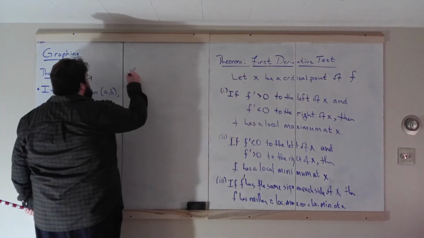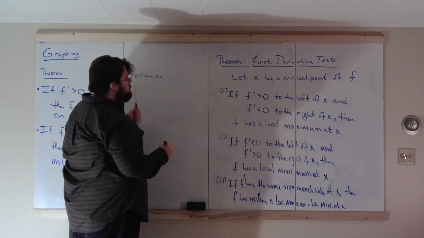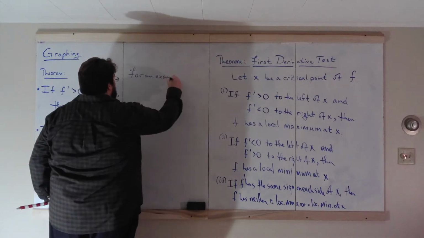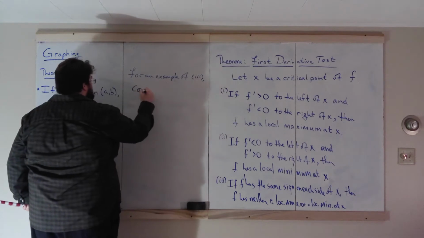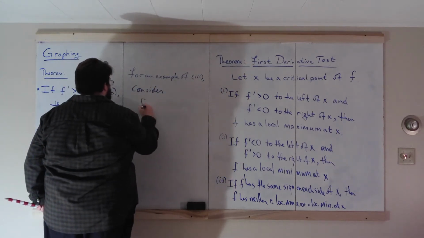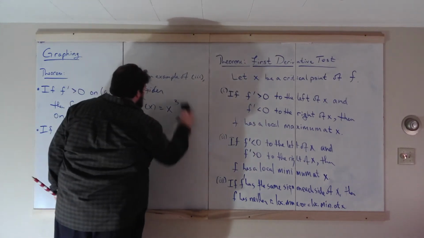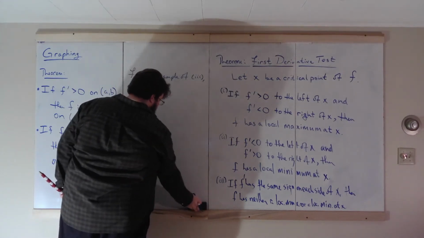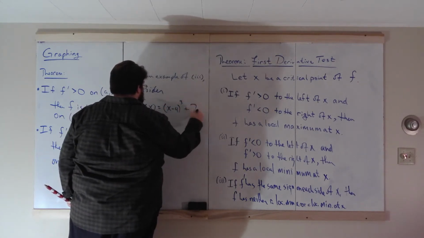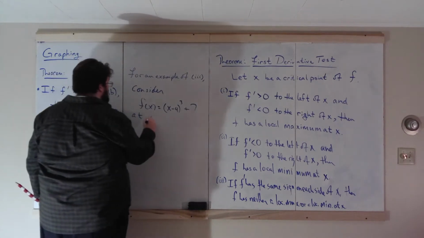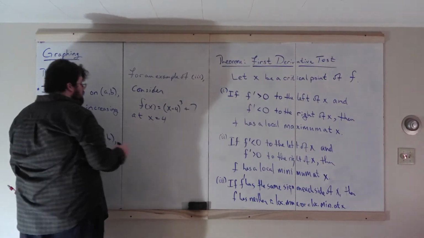And for an example of these two, refer to the two graphs I erased. For an example of 3, consider this function: (x minus 4) cubed plus 7 at x equals 4. Derivative 3(x minus 4) squared. Critical point at x equals 4.